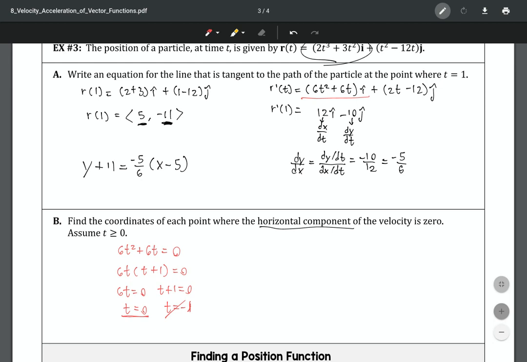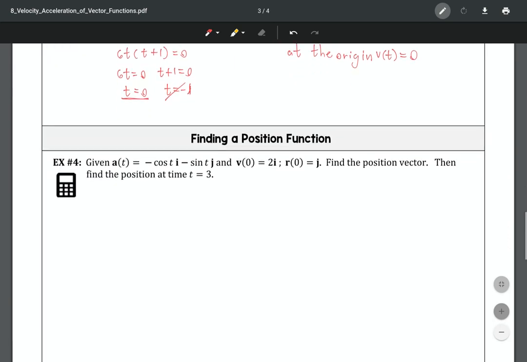Okay, so now, there it is. There's only one answer, all right? And it says find the coordinates of each point where the horizontal component is zero, right? So we want to find the coordinates. So what that means is I'm going to plug that back into the function r, which in this case, if I plug that in, is going to give me (0, 0), which means I'm at the origin. So basically, when I put a time into the position function, that's going to give me the position of the particle at a certain time.